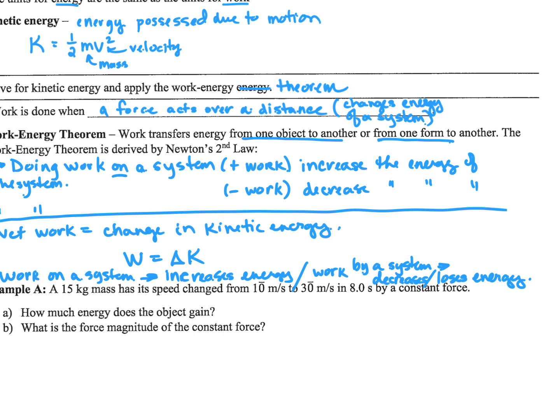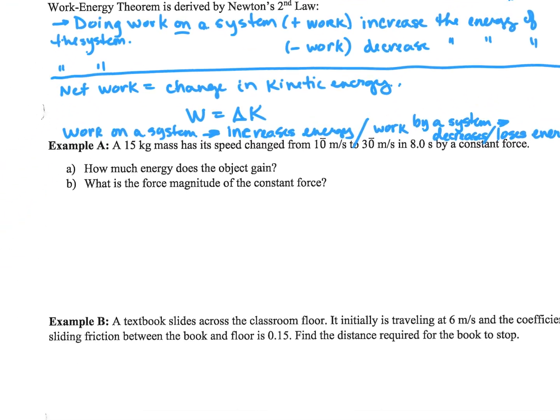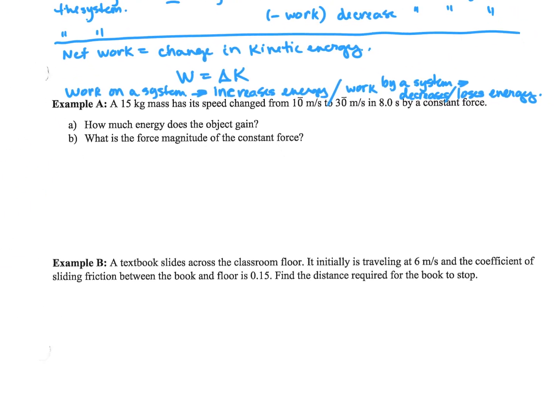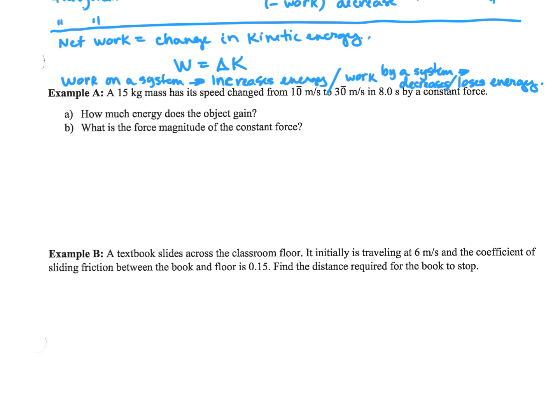So, let's look at an example. We have a 15 kilogram mass. Speed changes from 10 meters a second to 30 meters per second in 8 seconds by a constant force. How much energy does it gain? And what's the magnitude of the constant force? So let's start with A. Energy does the object gain?